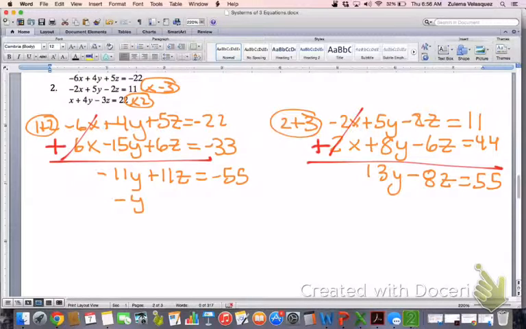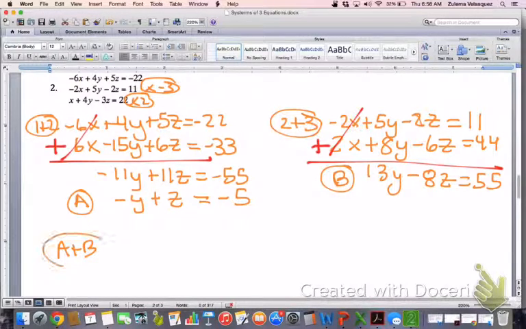So I'm just going to simplify this equation just to make it easier for me to work with for later reference. So I'm going to get this equation. This is going to be my A equation, and this will be my B equation. So I'm going to solve this system now, the A and B combo. I have 2 variables, so I can solve with 2 equations.